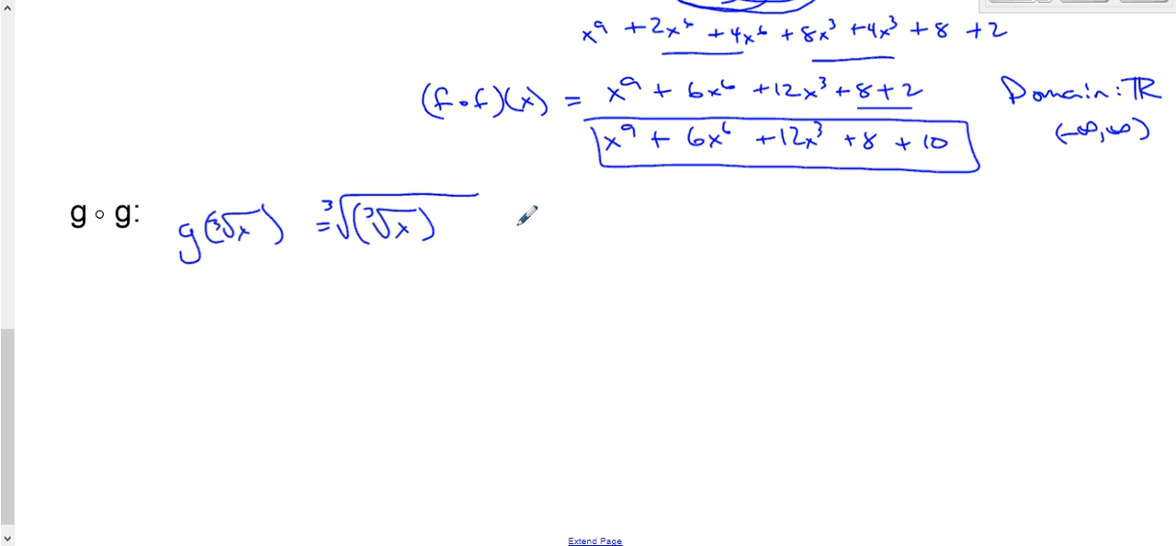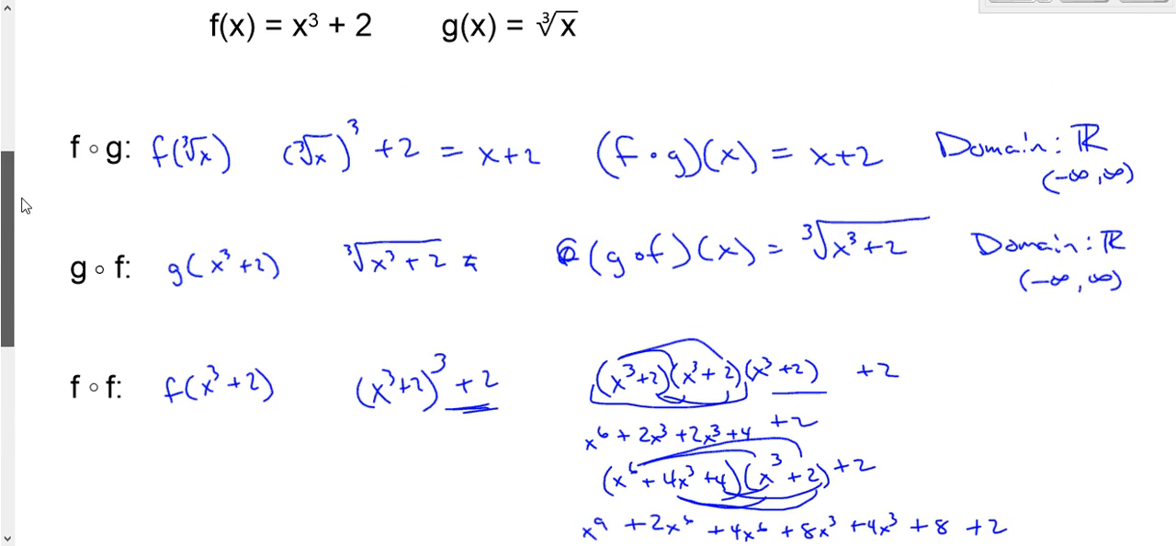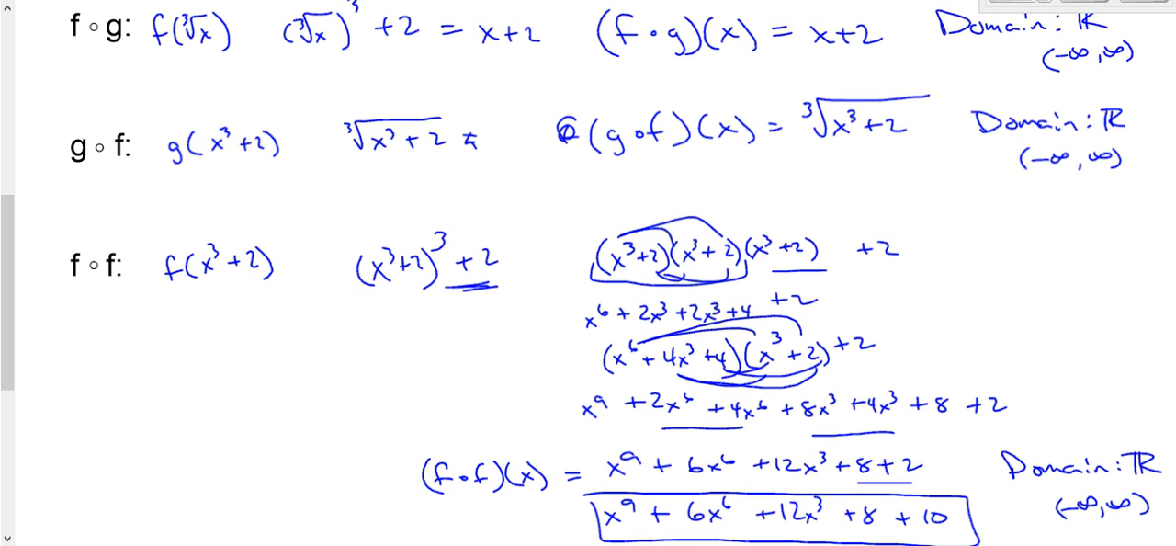So we simplify this, and when we have the cube root and the cube root, that's like exponent to exponent. We multiply those, and we get the ninth root. So the ninth root of x. And no restrictions from the beginning, no restrictions here. So our domain happens to be all real numbers again. Okay? So that's what we're doing with f composition, f of g, g of f, f of f, and g of g.